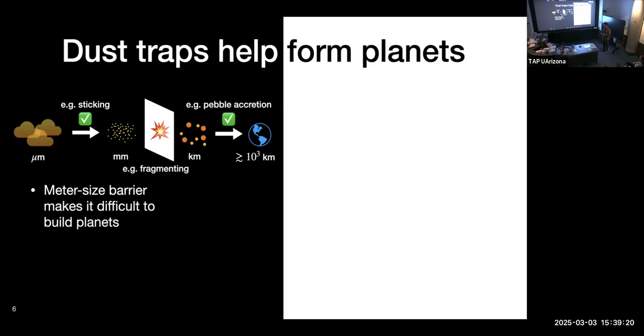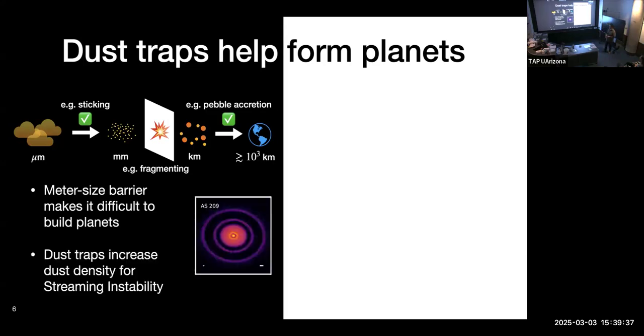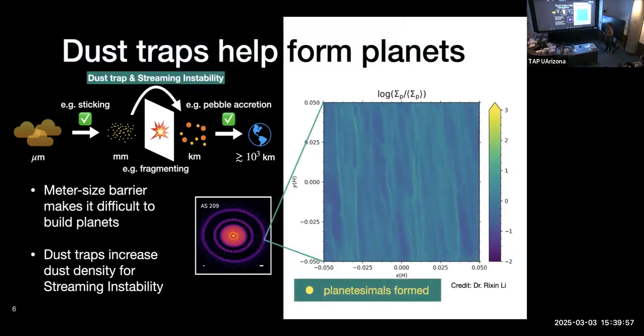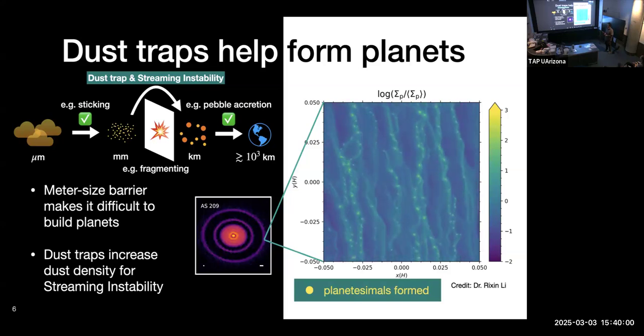This happens because the dust grains start to drift faster, actually fastest around millimeter. And as someone said, if you throw a rock at a rock, they'll break each other, not stick to each other. So it's a challenge, but if you have a dust trap, then you can prevent the dust grains from drifting inward and getting fed to the star, and increase the local density of dust for what's called the streaming instability. I'm going to explain it in a second. And with this dust trap and streaming instability, we can overcome this meter size barrier.